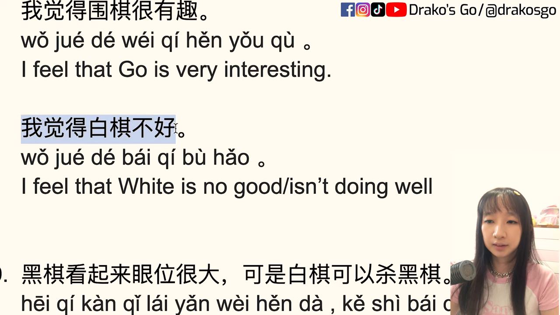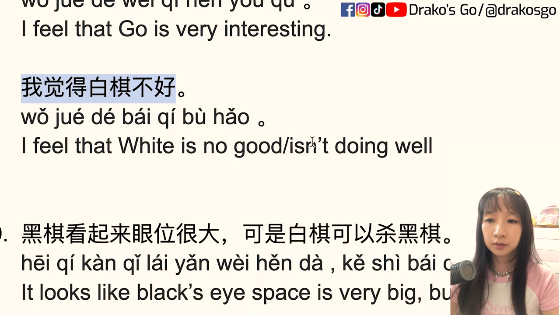And this sentence will be maybe when you are discussing a game, so like someone asks, what do you think? Like, is this good for white? So like, 白棋好吗? Somebody asks you, is white good? 白棋好吗? So you can say, 我觉得, I feel, 白棋, white, 不好, not good.